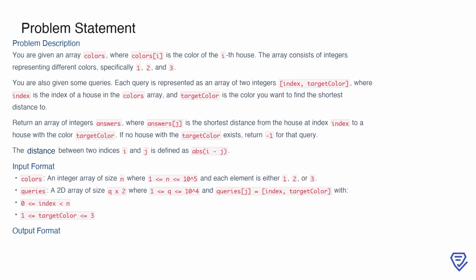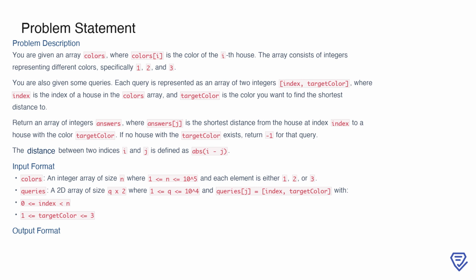The goal is to determine the shortest distance from the house at the given index to any house with the specified target color. If no house with the target color exists in the array, the result for that query should be -1. The distance between two indices i and j is calculated as the absolute difference, abs(i - j).